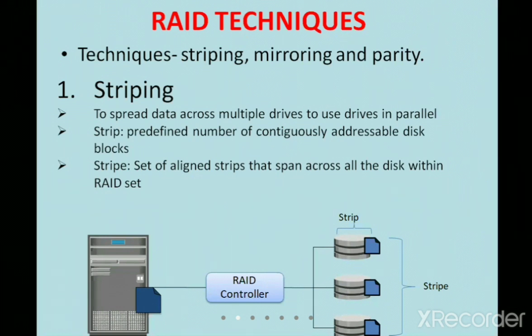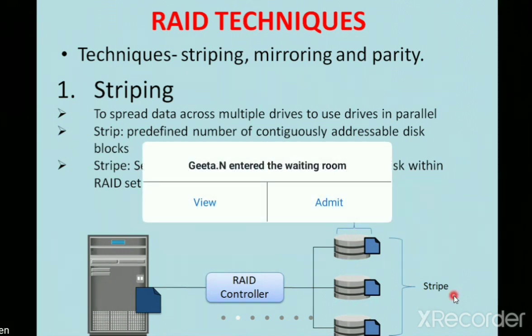Now you can see in this diagram that we have a host and a RAID controller. The host is available, the RAID controller is there, and one particular hard disk is acting as a strip, and when these all fall together in one particular line, it is called a stripe.